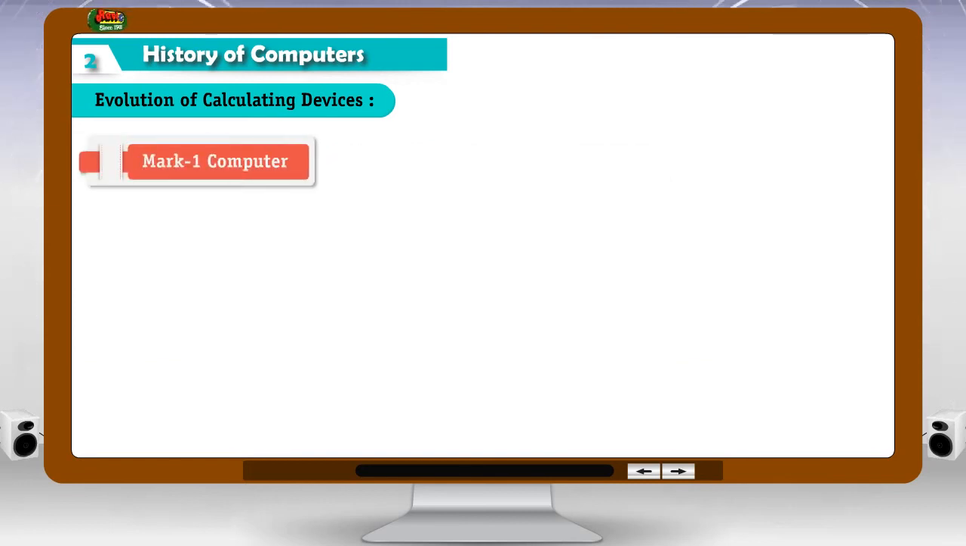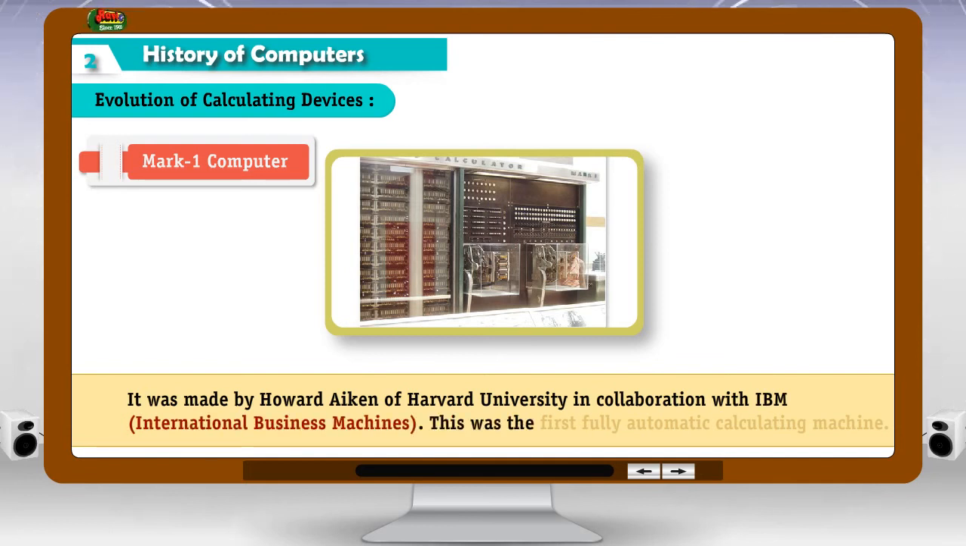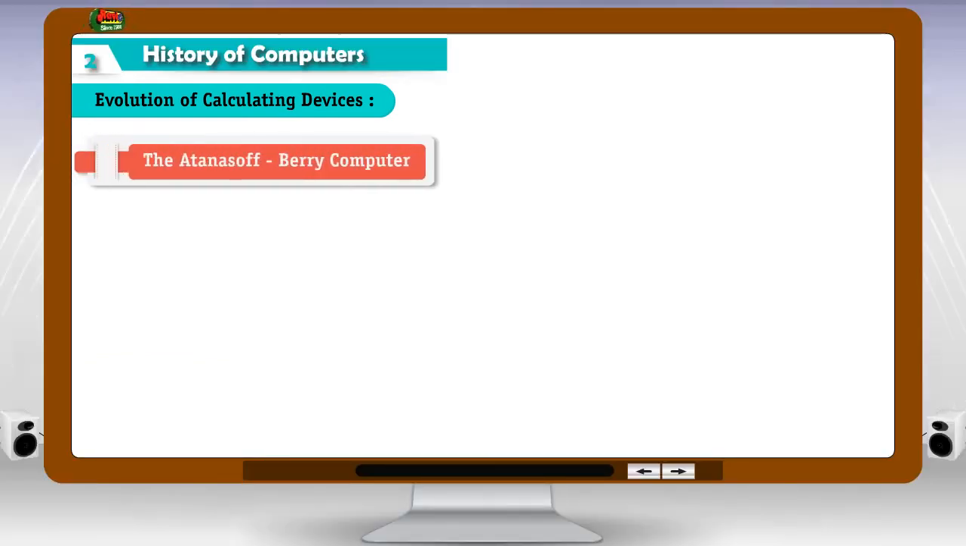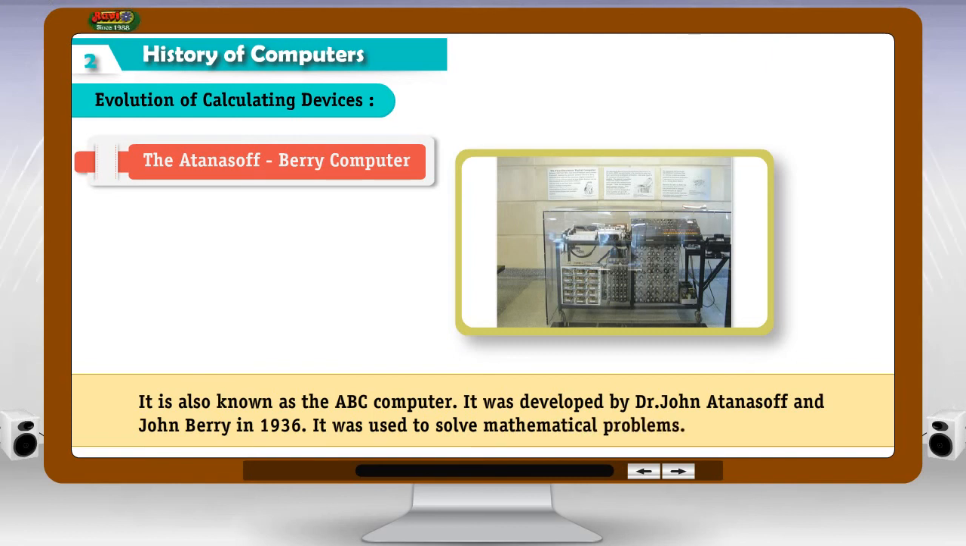Mark I computer. It was made by Howard Aiken of Harvard University in collaboration with IBM, International Business Machines. This was the first fully automatic calculating machine. The Atanasoff Berry computer. It is also known as the ABC computer. It was developed by Dr. John Atanasoff and John Berry in 1936. It was used to solve mathematical problems.